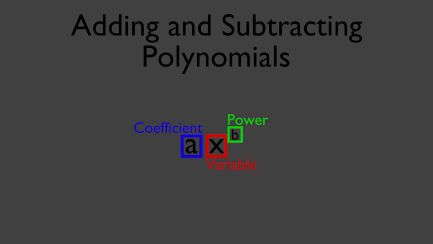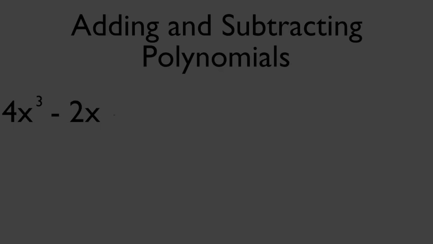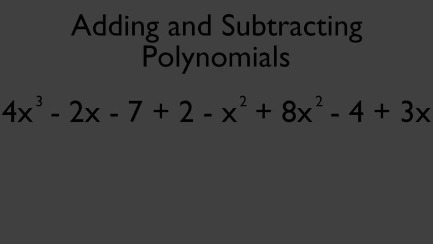Now we're going to go ahead and take the expression 4x cubed minus 2x minus 7 plus 2 minus x squared plus 8x squared minus 4 plus 3x. I'm going to use this as an example to see how we can add and subtract polynomials. We'll go ahead and isolate each of the terms that have the same variable and the same power.